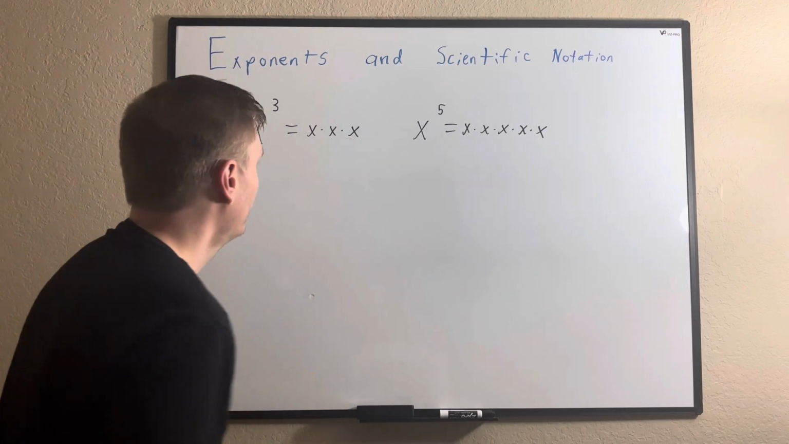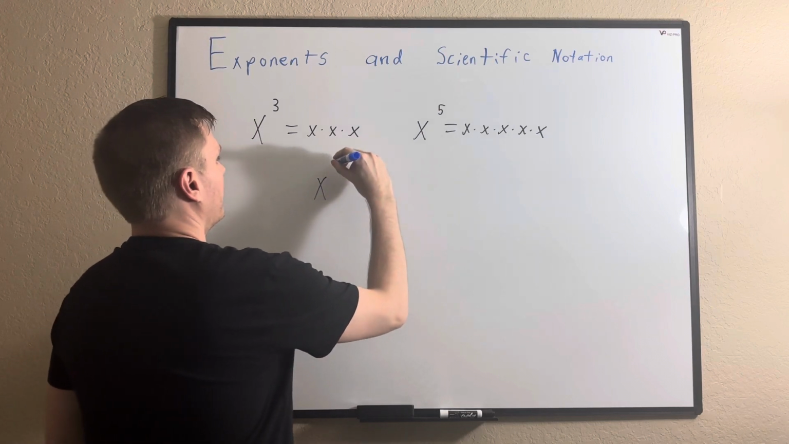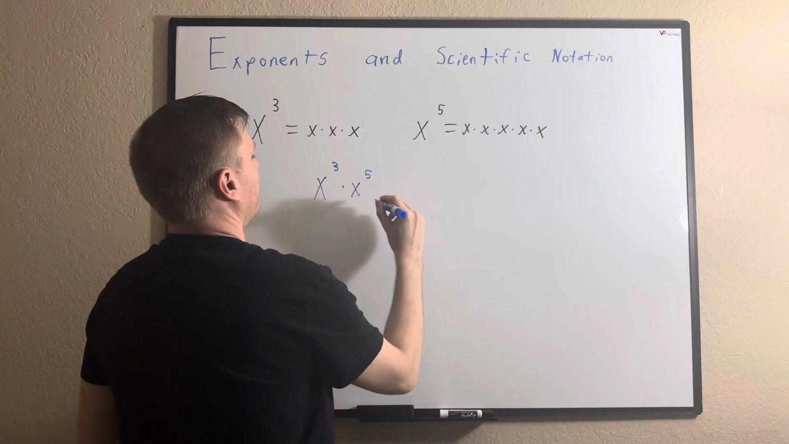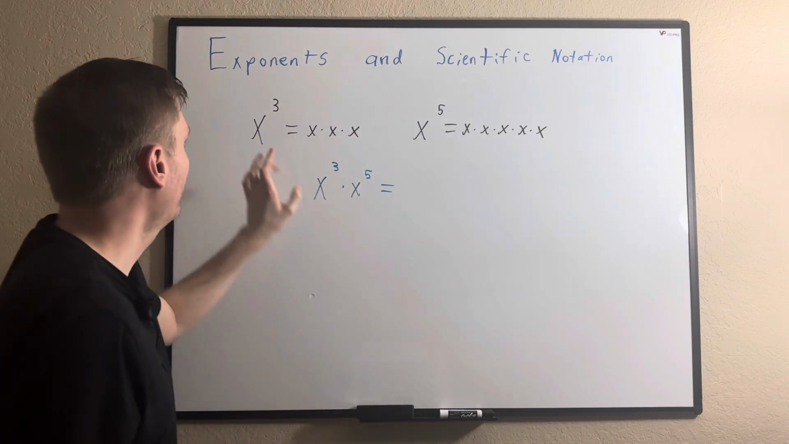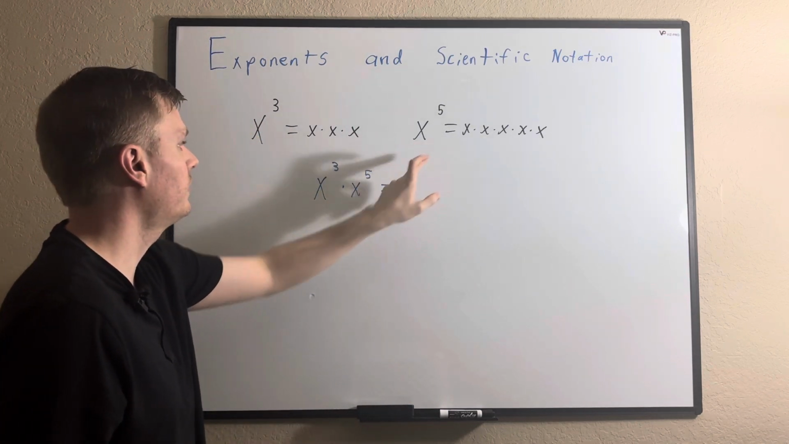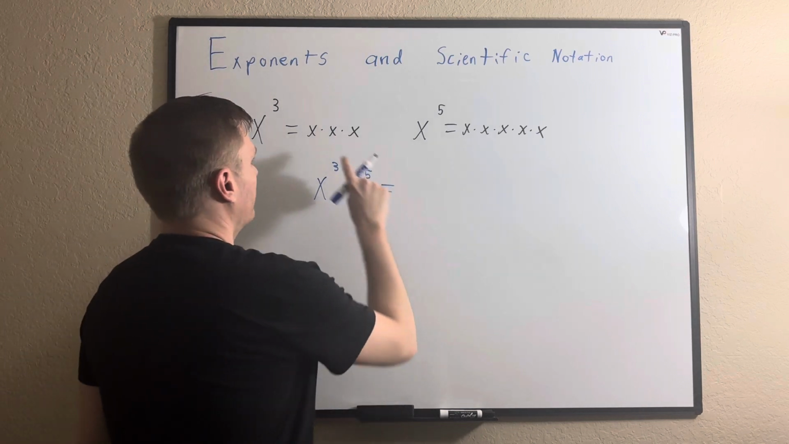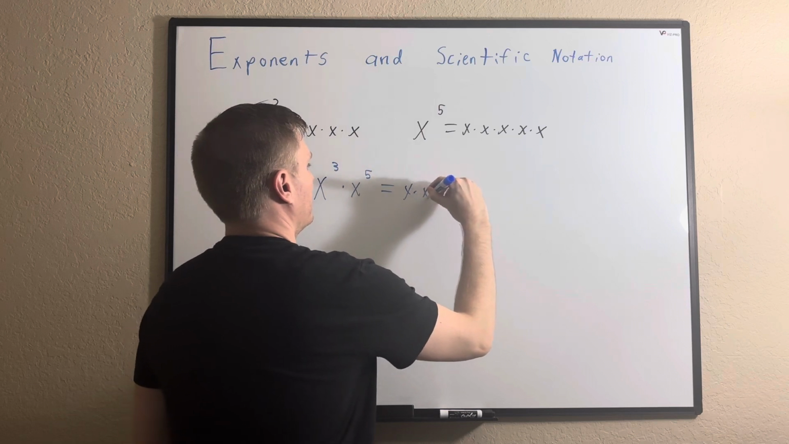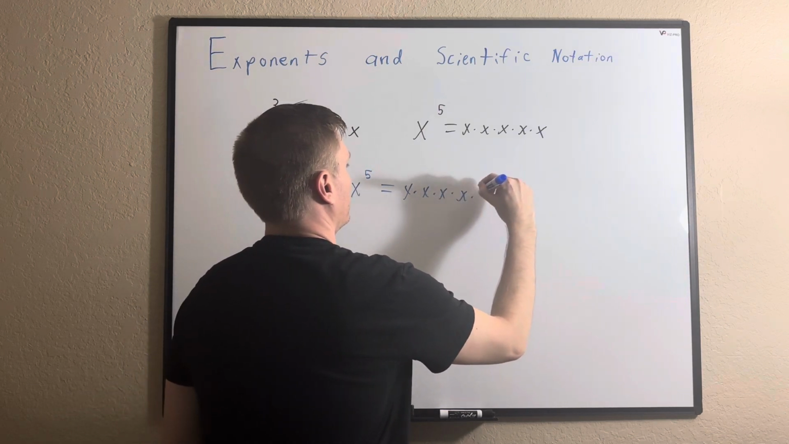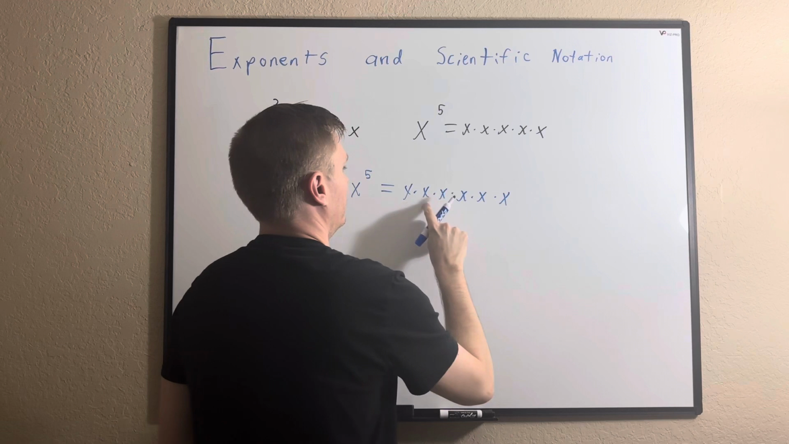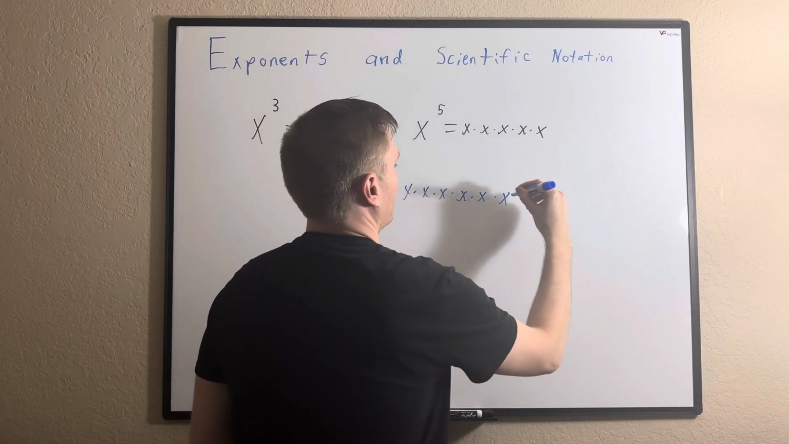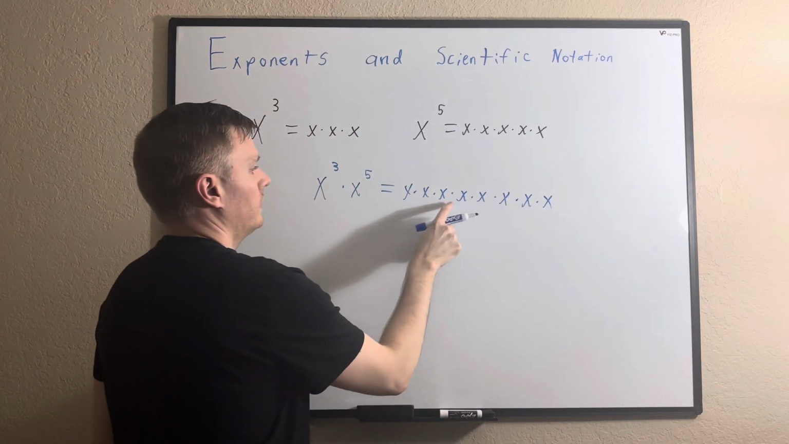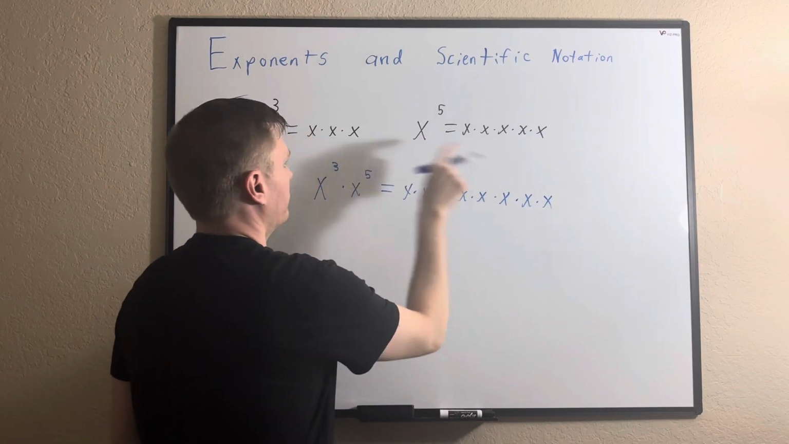Now, what would happen if we multiplied x to the third times x to the fifth? Well, you'd get all of these. X times x times x times x times x times x times x times x. 1, 2, 3, 4, 5. 1, 2, 3. Yeah, all of them.